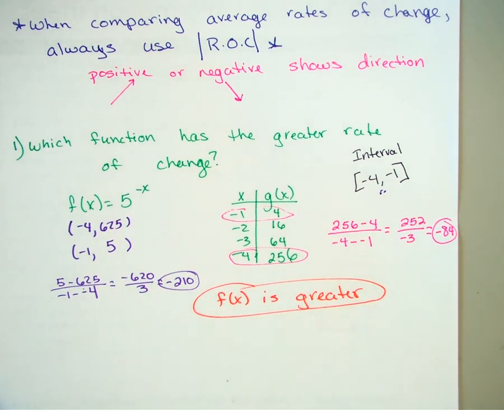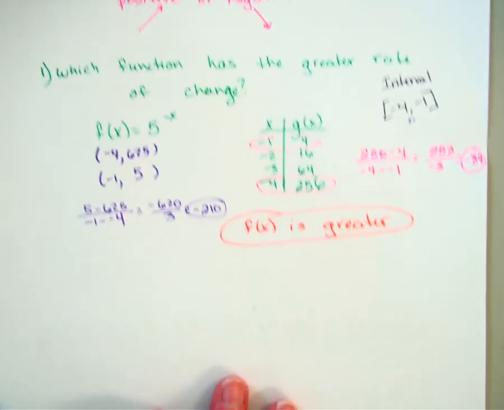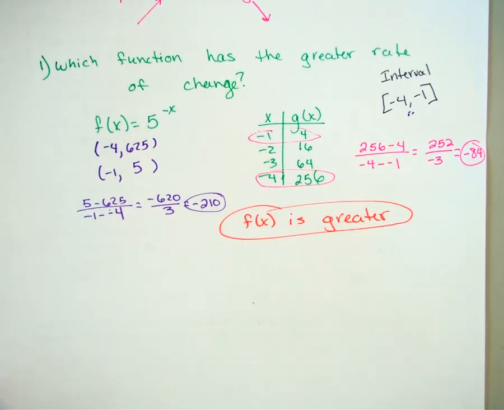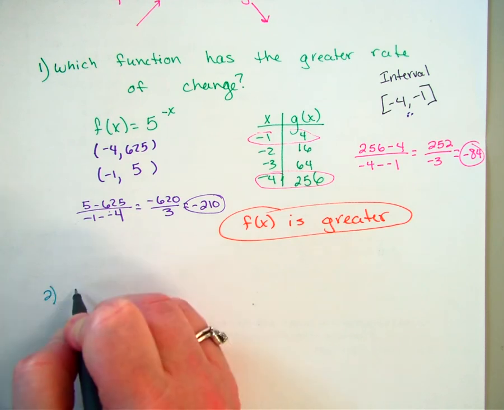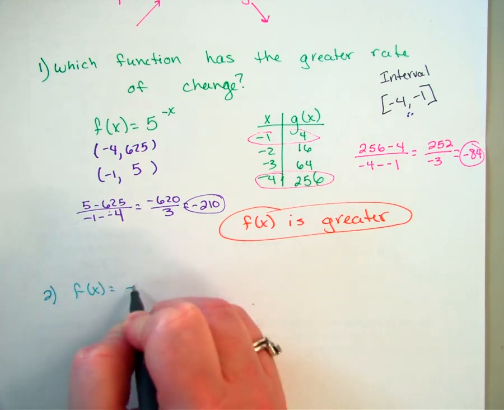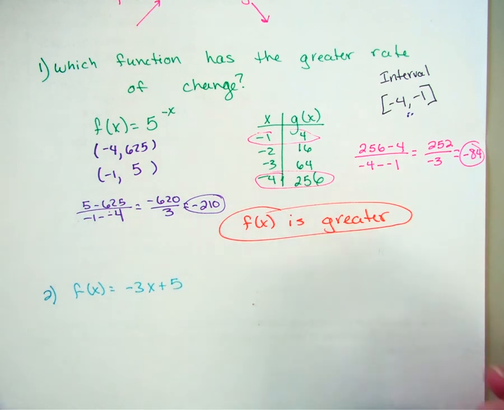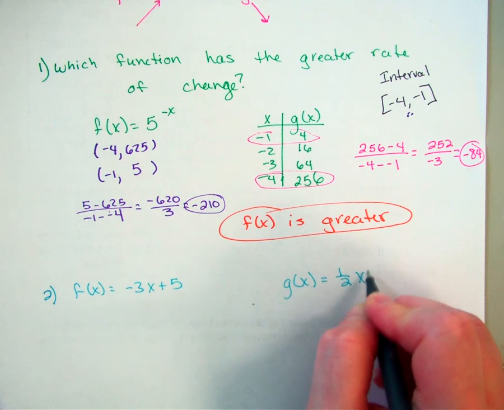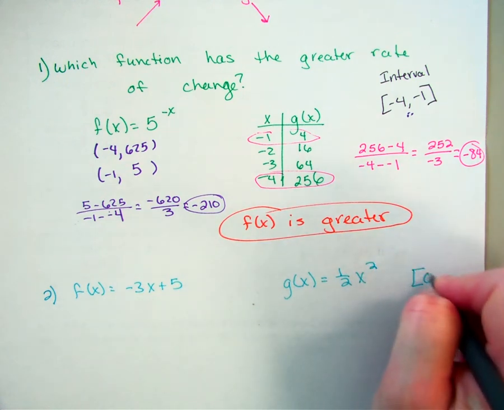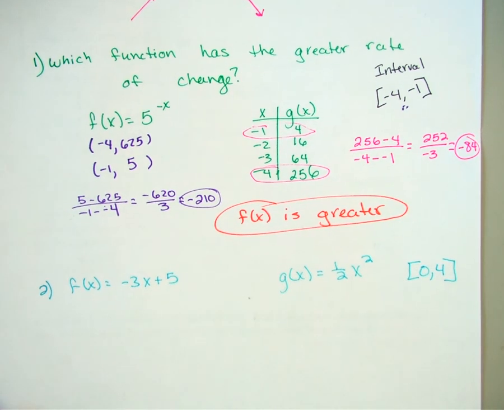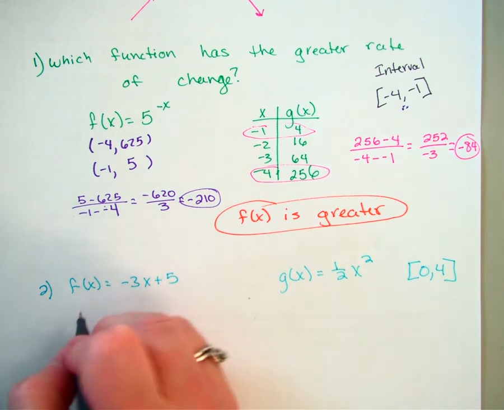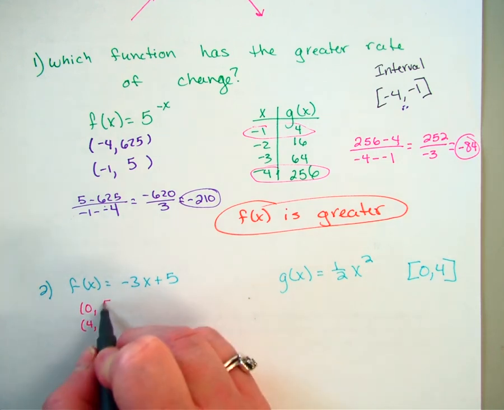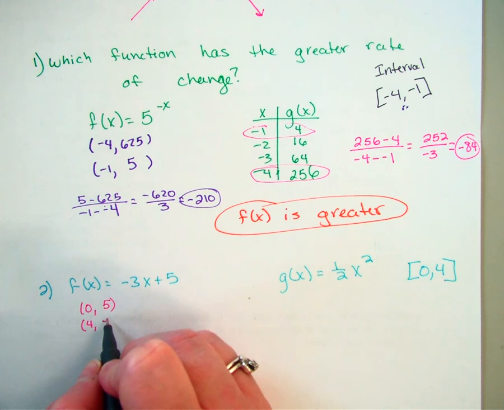All right, let's try two more. Same directions. Which one has the greater rate of change? Only this time we will be using f of x is negative 3x plus 5, and g of x is 1/2 x squared. We will be using the interval of 0 to 4. So again, 0 and 4, those are our x's.